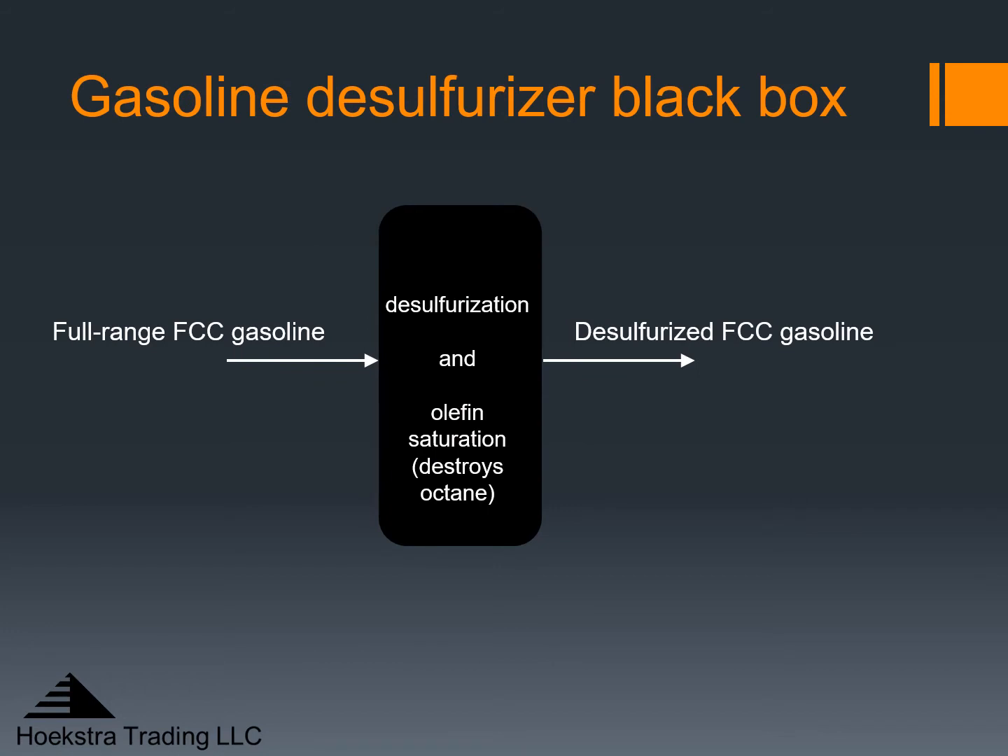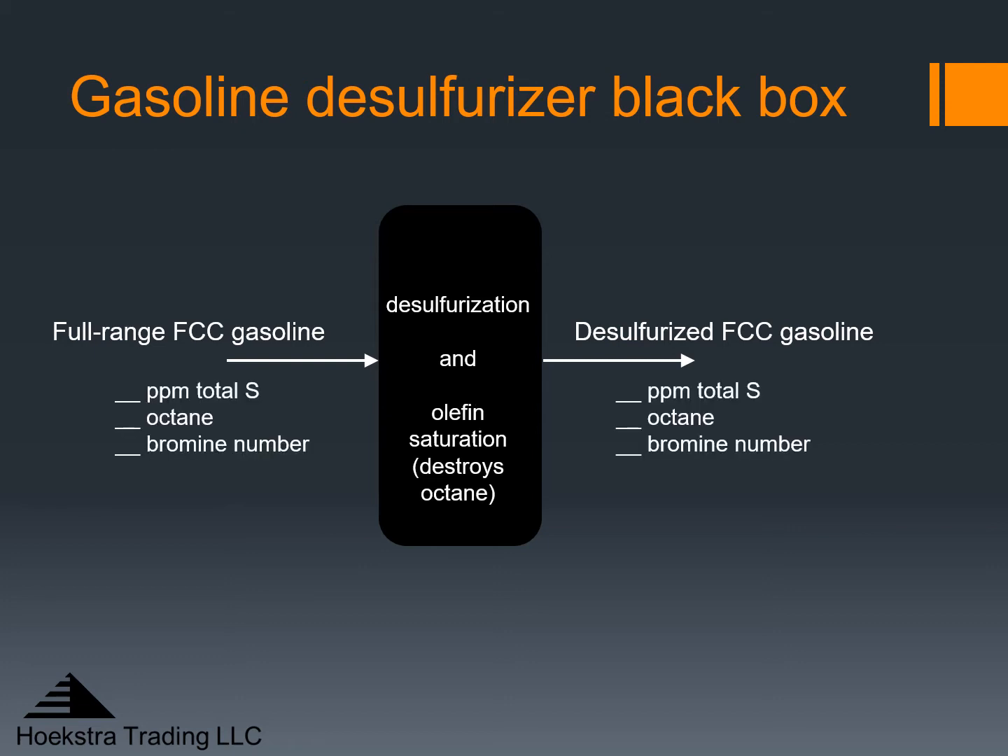Gasoline desulfurizers come in different forms. We can look at them as a black box like this. We feed a full-range FCC gasoline and produce desulfurized FCC gasoline. Two main reactions go on inside. They are desulfurization and olefin saturation, which is an inevitable side reaction that destroys octane.